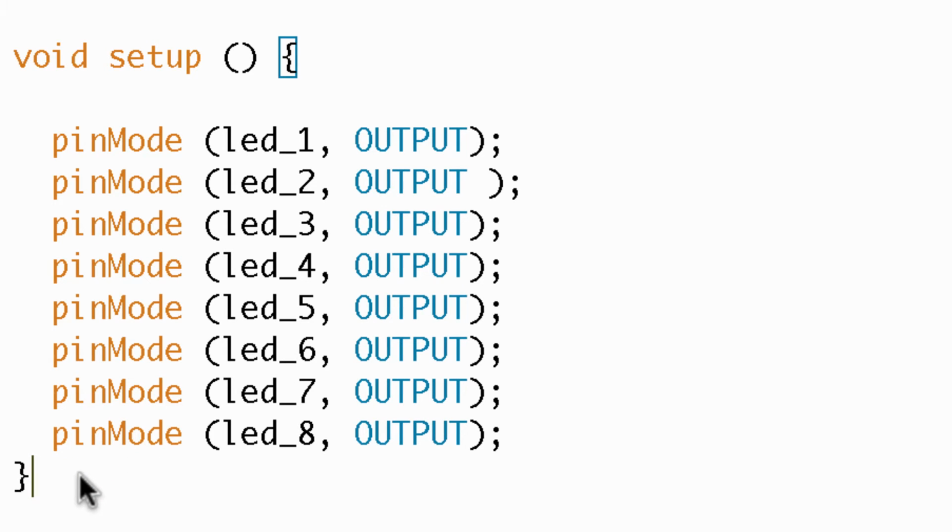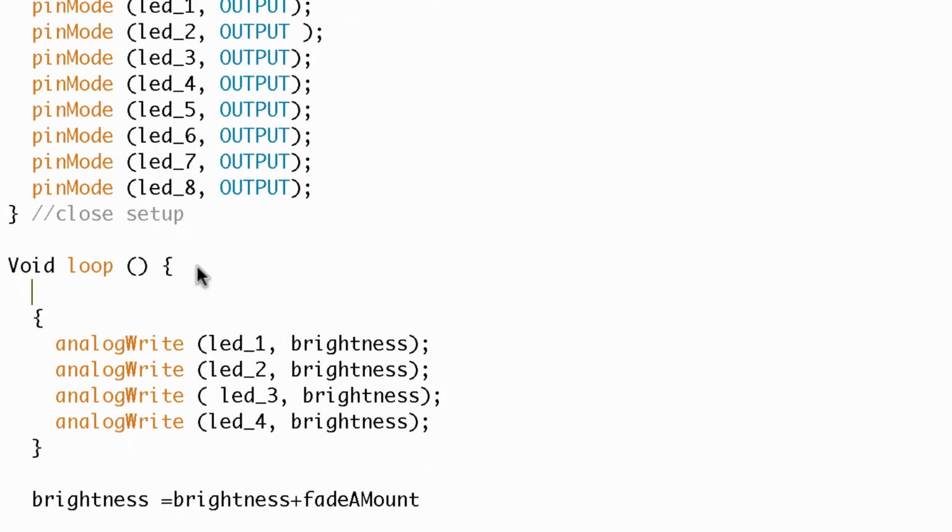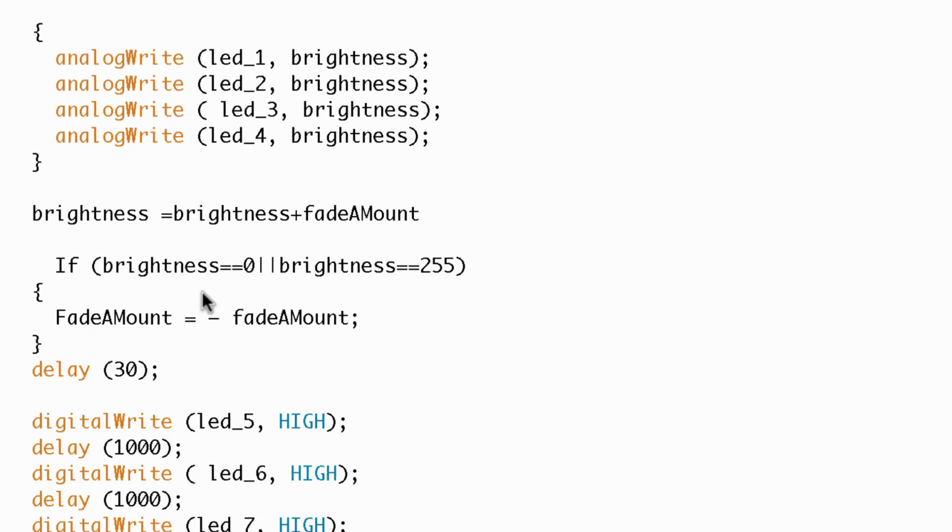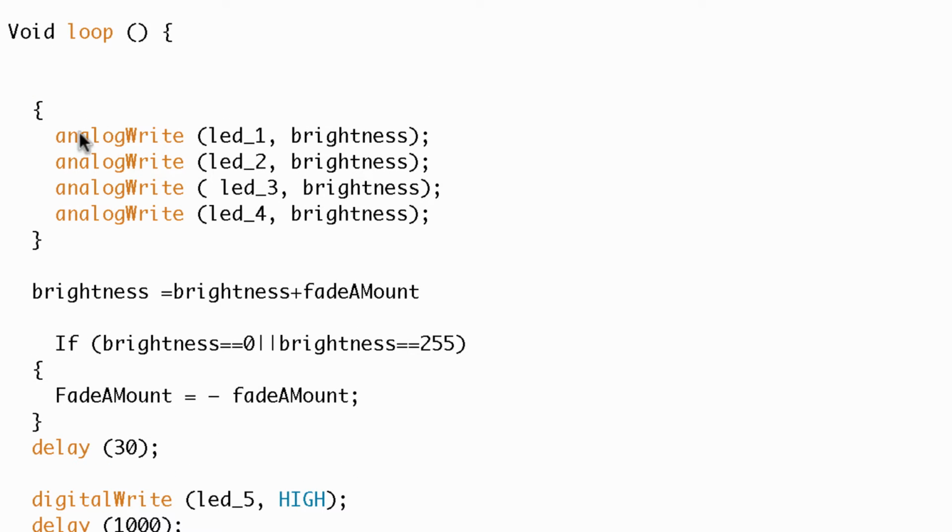And then at the end of setup, I'm going to make a little annotation. I'm going to say close setup. So there's just a little note to remind me that the curly bracket right there represents the close of the setup function.